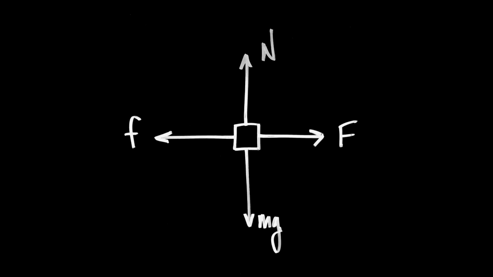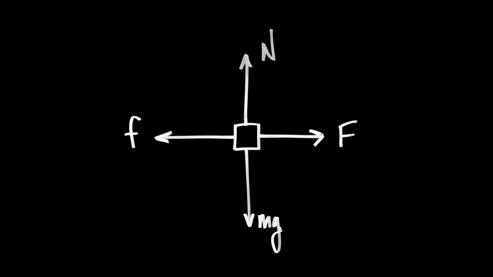When I push with 1 newton of force, the block doesn't move, which means the friction force must be 1 newton of force. But if I push with 2 newtons of force, the block still doesn't move. That means that the friction force must be 2 newtons of force. If I press with 5 newtons of force, the block still doesn't move. That means the friction force must be 5 newtons of force.